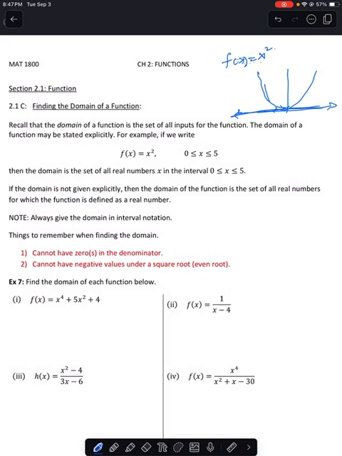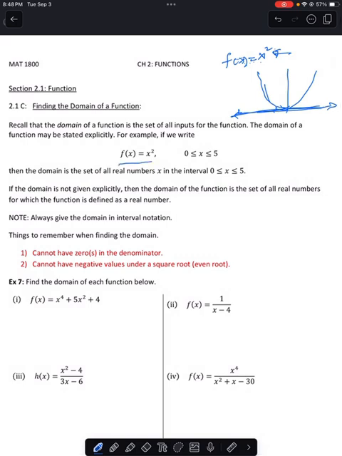So all these can be the input of this function, because if you think of any real number on the real line and you plug in this function over here, you will get a real number. So there is no real number which will give us an undefined value. So it means the domain of this function f of x is equal to x squared is all real numbers.